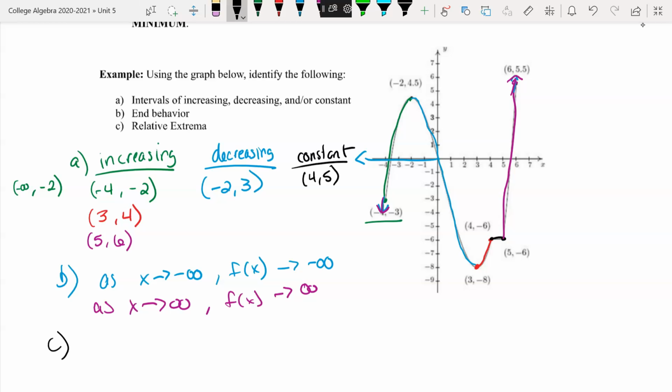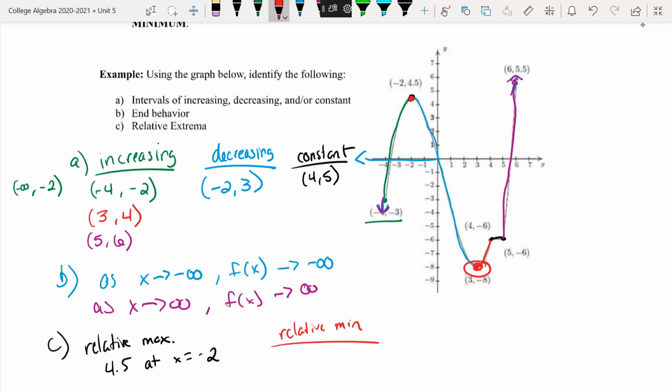Relative extrema, so a relative max. An example of this would be one of the highest points that's not at the end or the beginning of the graph. That highest point would be right here. So my relative max would be 4.5 at x equals -2. That's your y value. Relative max is your y value. Relative min, again, is the lowest point that's not going to be the end of your graph. So that would be down here. It's going to be -8 at x equals 3. And that's how we do relative max, relative min.